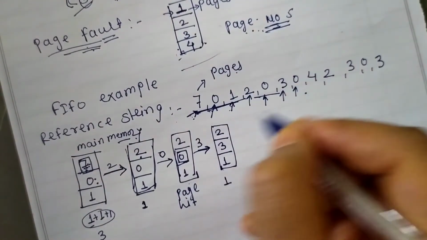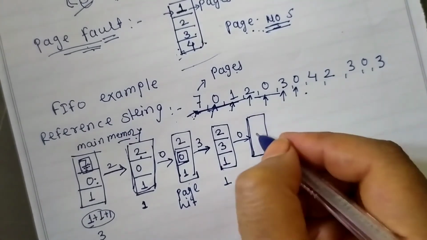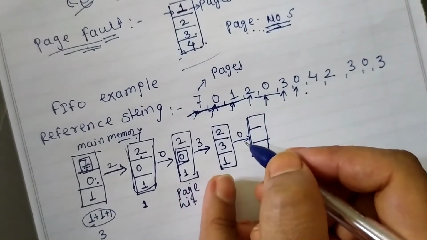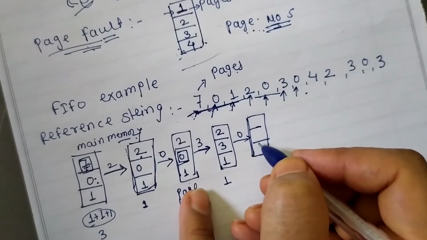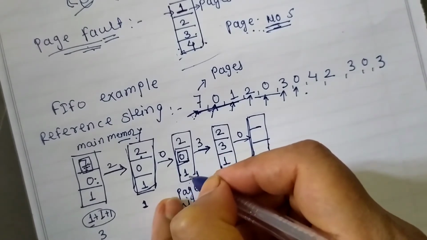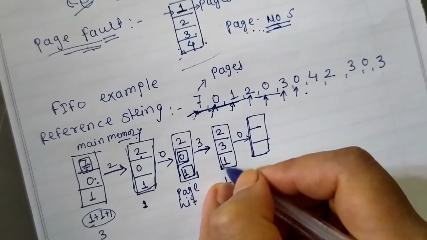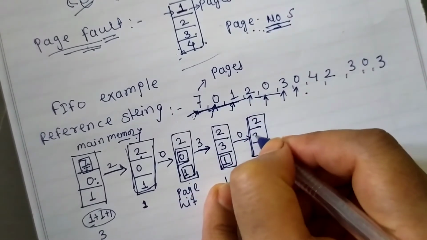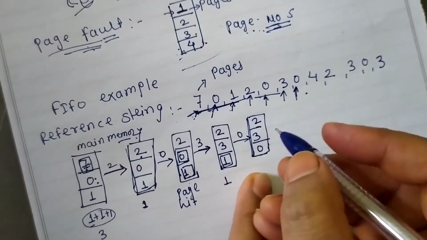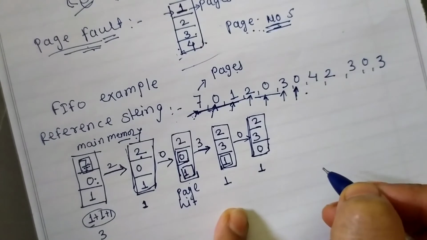Next, after 3, I have to enter 0 here. Now you have to check whether 0 is available in the main memory or not. If it is not available, then you have to bring that page number into the main memory. Lastly, which page did we replace? 0. After 0, the page number we entered into the main memory is 1. So we have to replace this 1 to store the value 0. So I will store 0 here. I have entered 0 into the main memory.